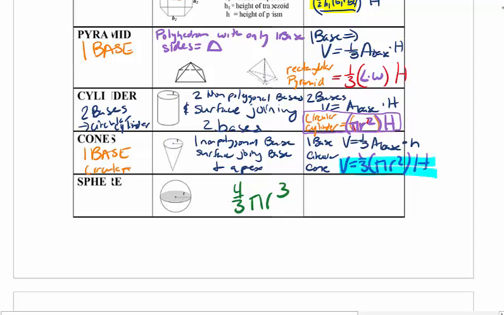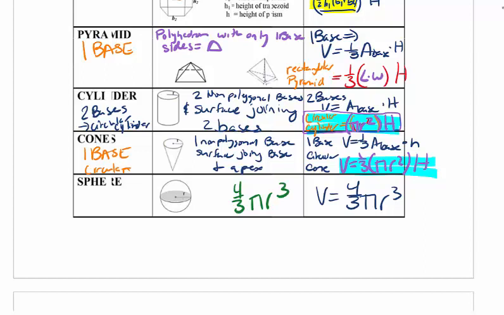Here's my formula here. Here's my formula here. The last one we already wrote on the top. Again, volume equals 4/3 pi r cubed. You just need to memorize it. So there really are 3 formulas for you to memorize here. 2 bases, area of the base times height. 1 base, 1/3 area of the base times the height. And the sphere, 4/3 pi r cubed.